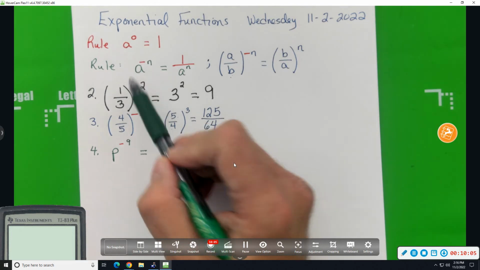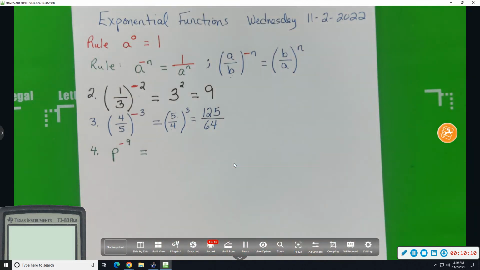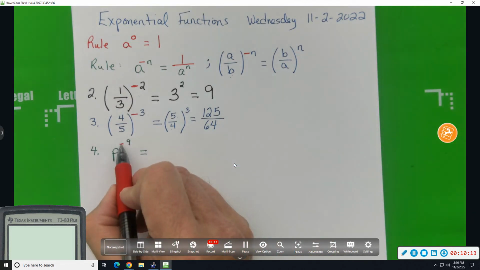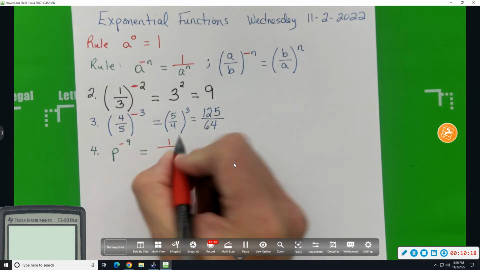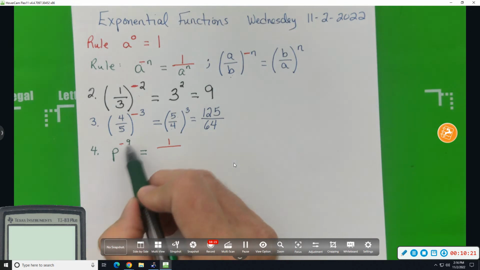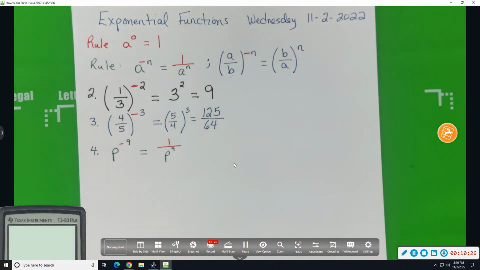We don't have a fraction. It's just the variable p to the negative 9. So what am I going to have to write in red to get rid of that negative? 1 over, and then it's just p to the 9th. Okay. It might look to you like I'm just writing the problem down and then writing the answer. And yeah, that's what I'm doing. These first half of the assignment, there's not a lot of writing to get the answer.